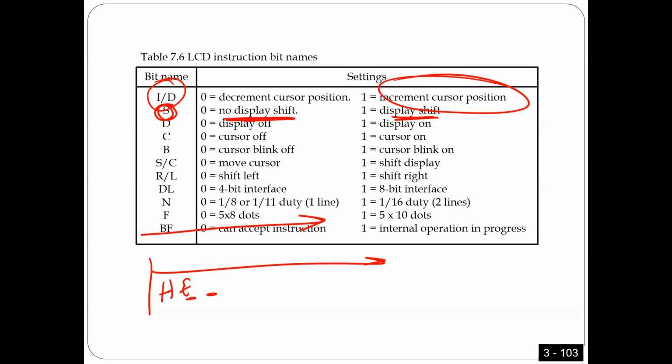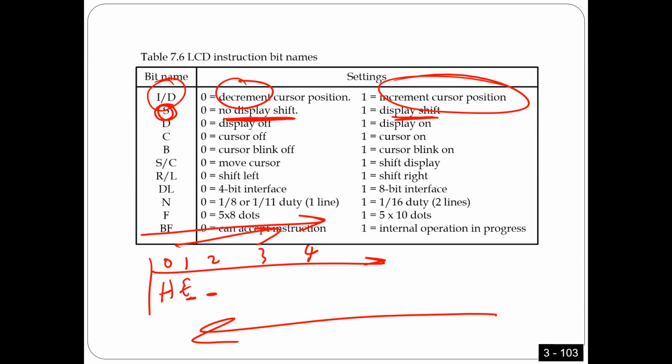Why do you call it incremented? Because this is position 0, position 1, position 2, position 3, position 4, so the cursor is going to go this way. If you want the cursor to move right to left, so you can select it this way, that is decrement. You got what I'm saying?